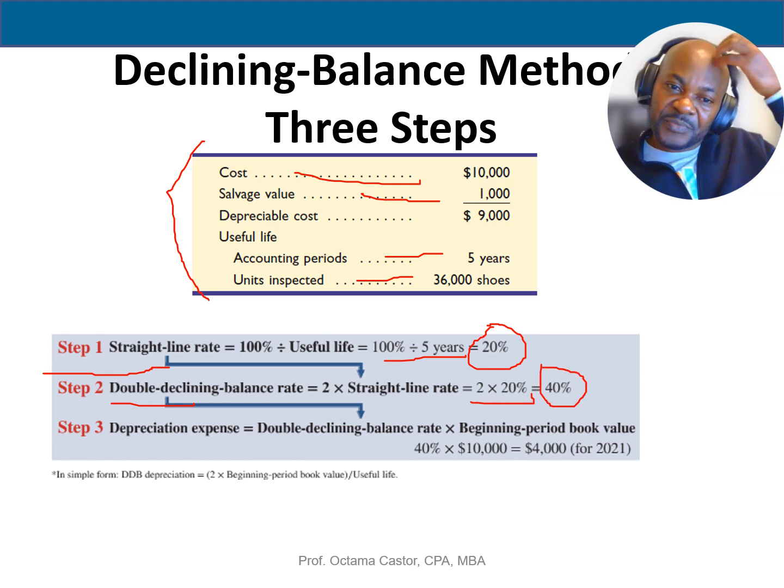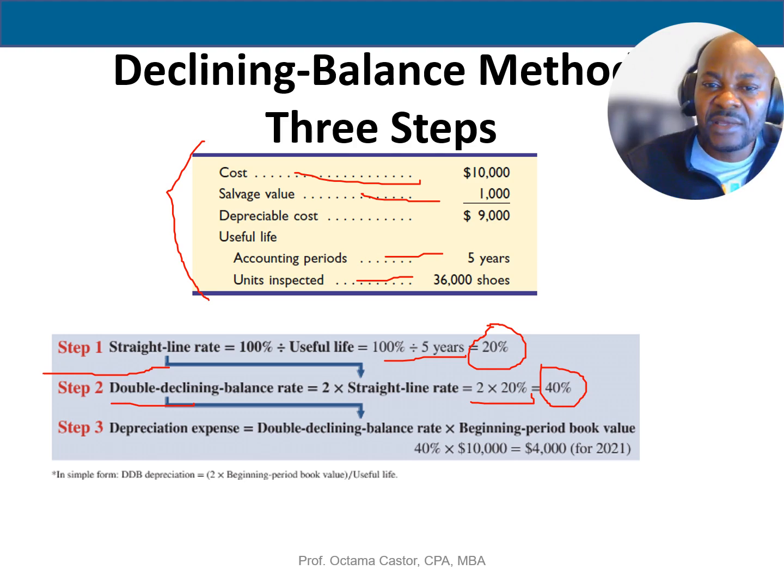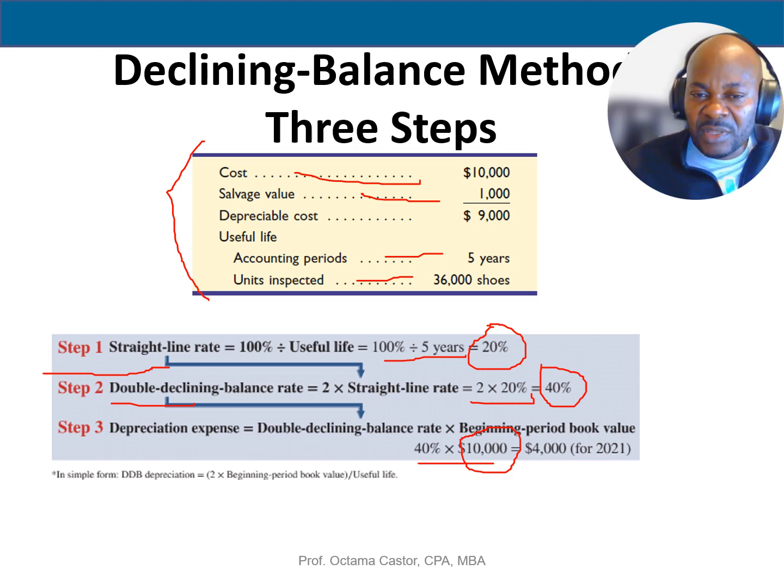So in the last step, you just take your double declining rate of 40% and you multiply that by the asset cost. As you can see here, we do not use the salvage value. That's the one method that does not use the salvage value. You just go straight with the cost of the asset. And again, I can't stress that enough. The cost of the asset includes everything, not just the purchase price. But anyway, you multiply the cost of the asset by 40%, you get $4,000 for the depreciation.